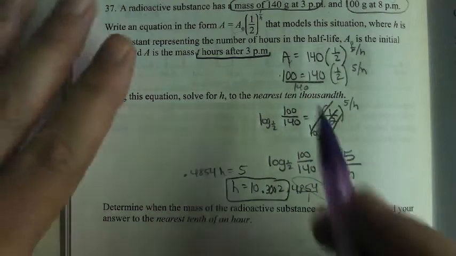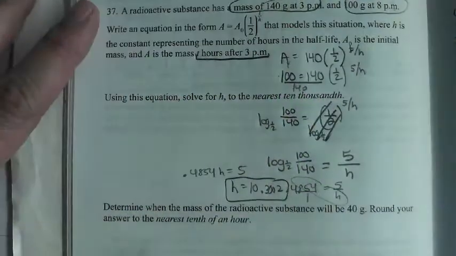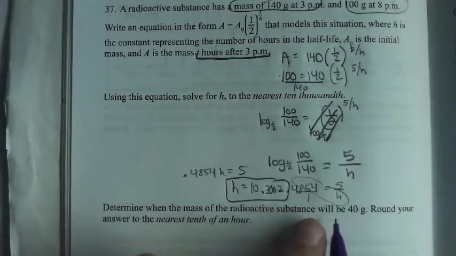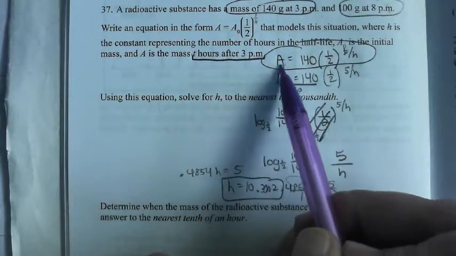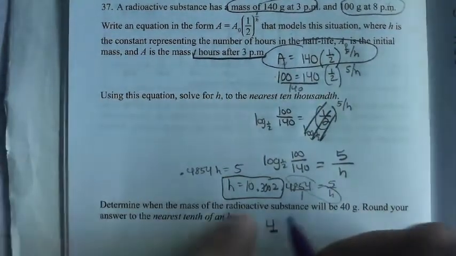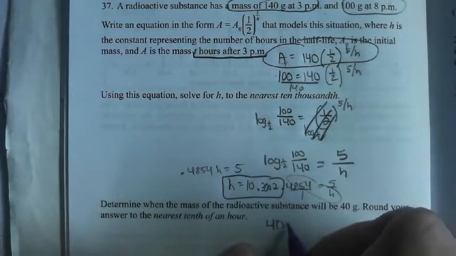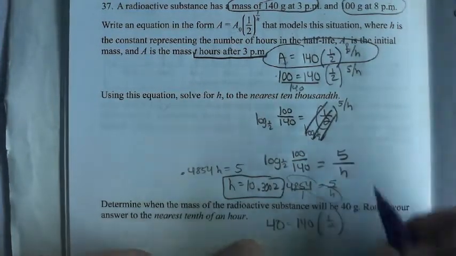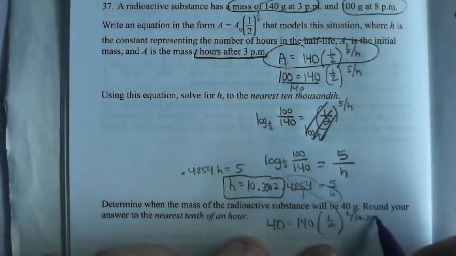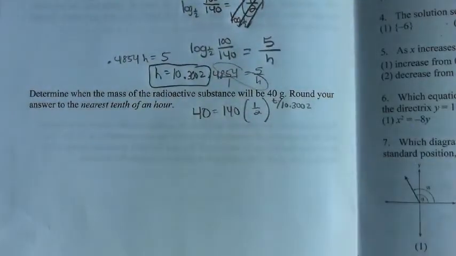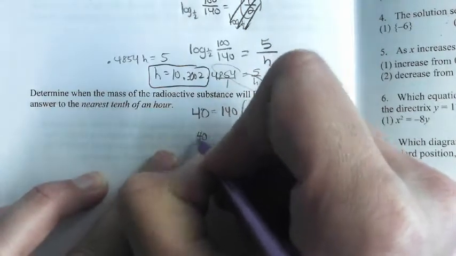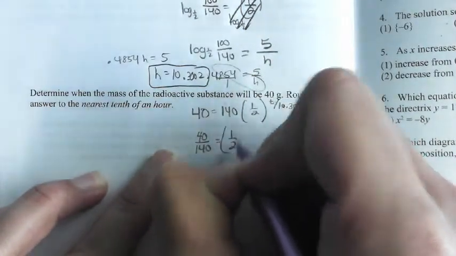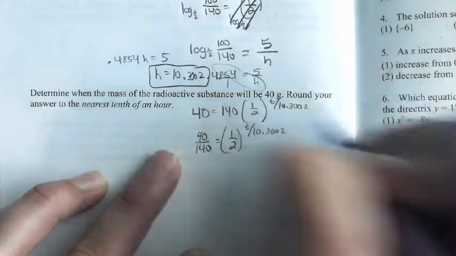And so now that I know that, I'm going to use that h value in my formula, and I'll determine when the mass of the radioactive substance will be 40. So I've got this. I'm waiting till this declines to 40. So it'll be 40 equals 140 times 1/2 to the t over 10.3002, and I'm going to solve. First by dividing by 140, so I'll have 40 over 140 equals 1/2 to this t over 10.3002 power.